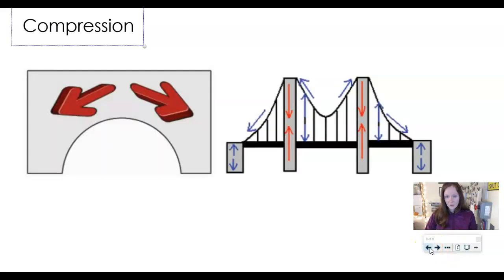Okay, so when you're building your bridge, you want to keep in mind the different forces that are going to be put on it. We're going to do that in the next activity.